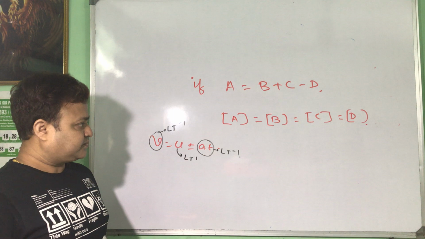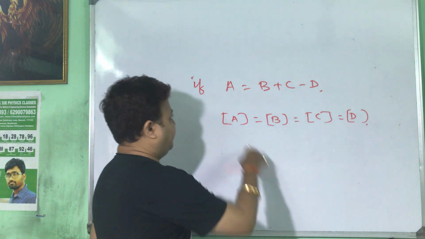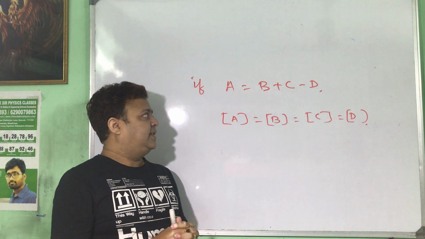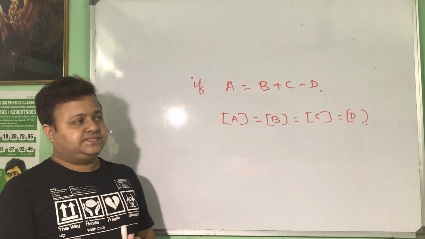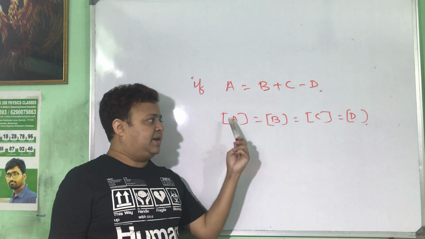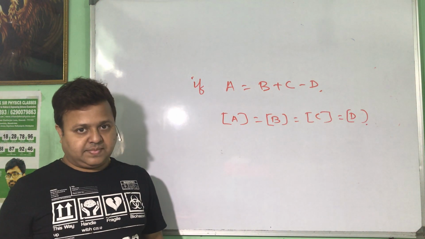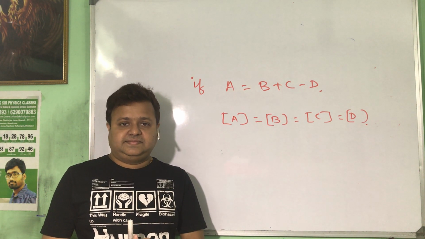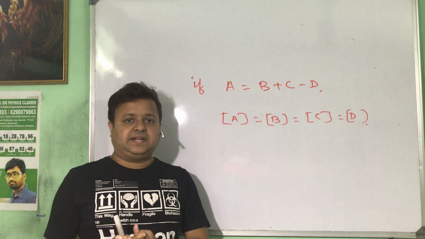Okay, write down. If A equal to B plus C minus D, this equation is dimensionally correct, then we can write the dimension of A equal to dimension of B equal to dimension of C equal to dimension of D. That means আগের দিনের একই কথা বলছি, we can add or subtract the same dimensional quantity.